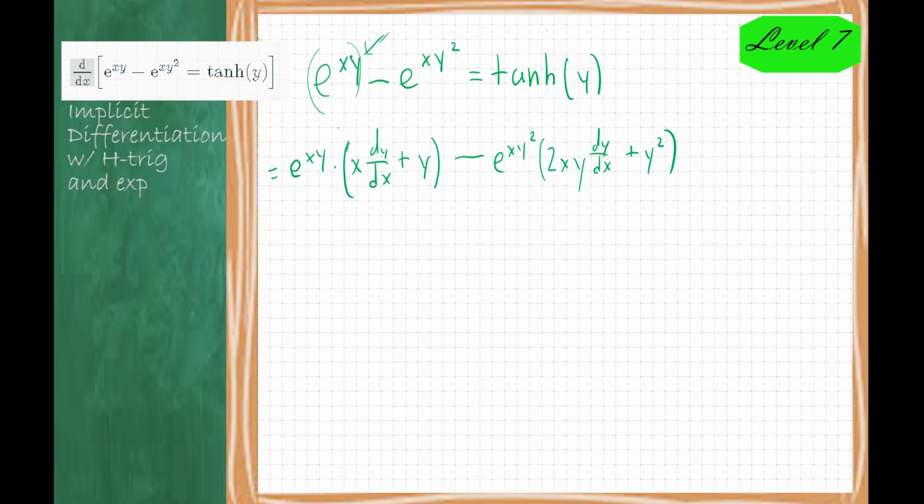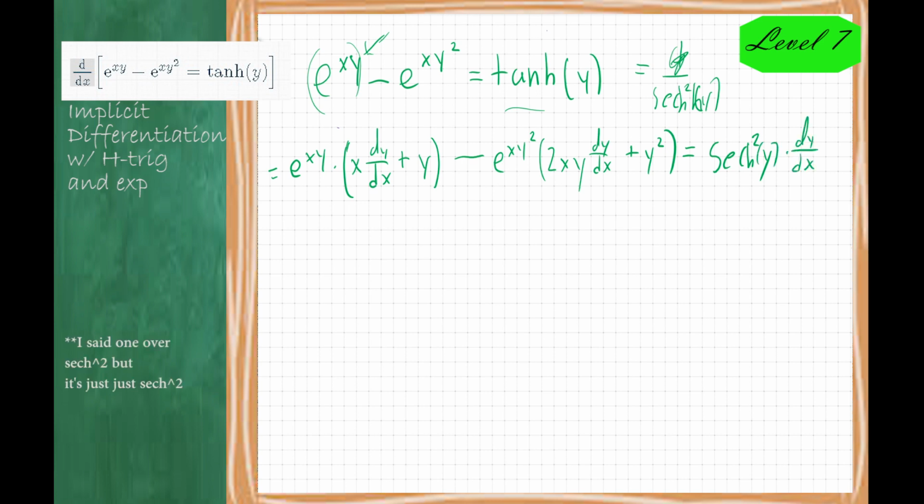And now we want the derivative of the tanh of x, or tanh of y in this case. And that is just equal to 1 over the sech squared of y. And then, of course, we want the chain rule applied there, so we'll be multiplying times dy over dx.